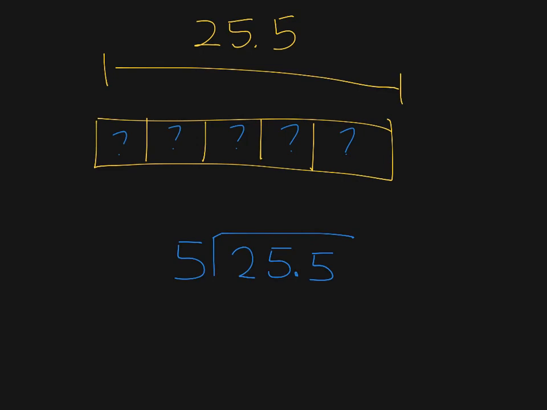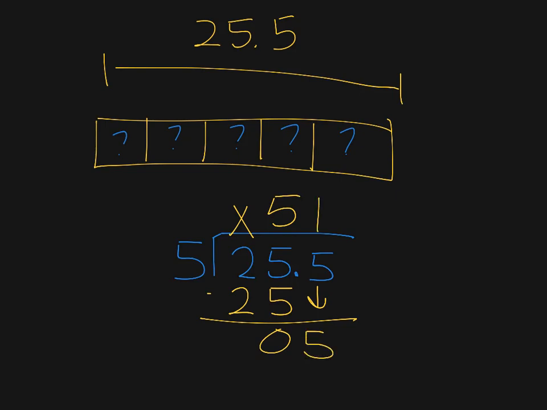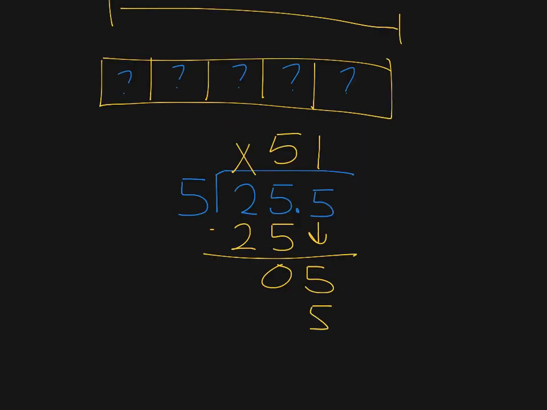I know that 5 cannot go into 2. I know that 5 can go into 25 exactly 5 times. That will give me a 0. I bring down the next digit, and I know 5 can go into 5 once, and that will give me a 0. Your decimals just go straight up. So we know that every day, Monday through Friday, she ran 5.1 miles. And if you want to verify that, you can do 5.1 times 5, and you should get back your 25.5 miles.